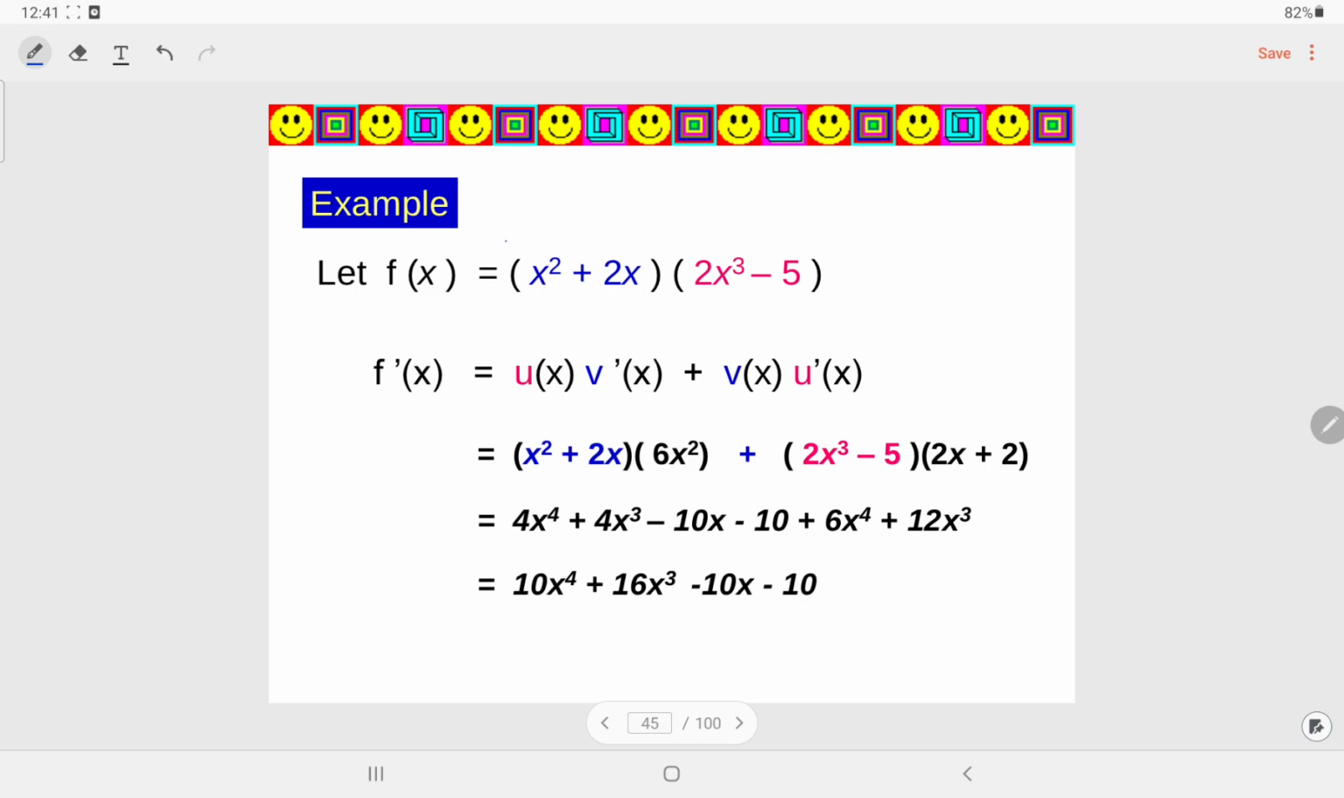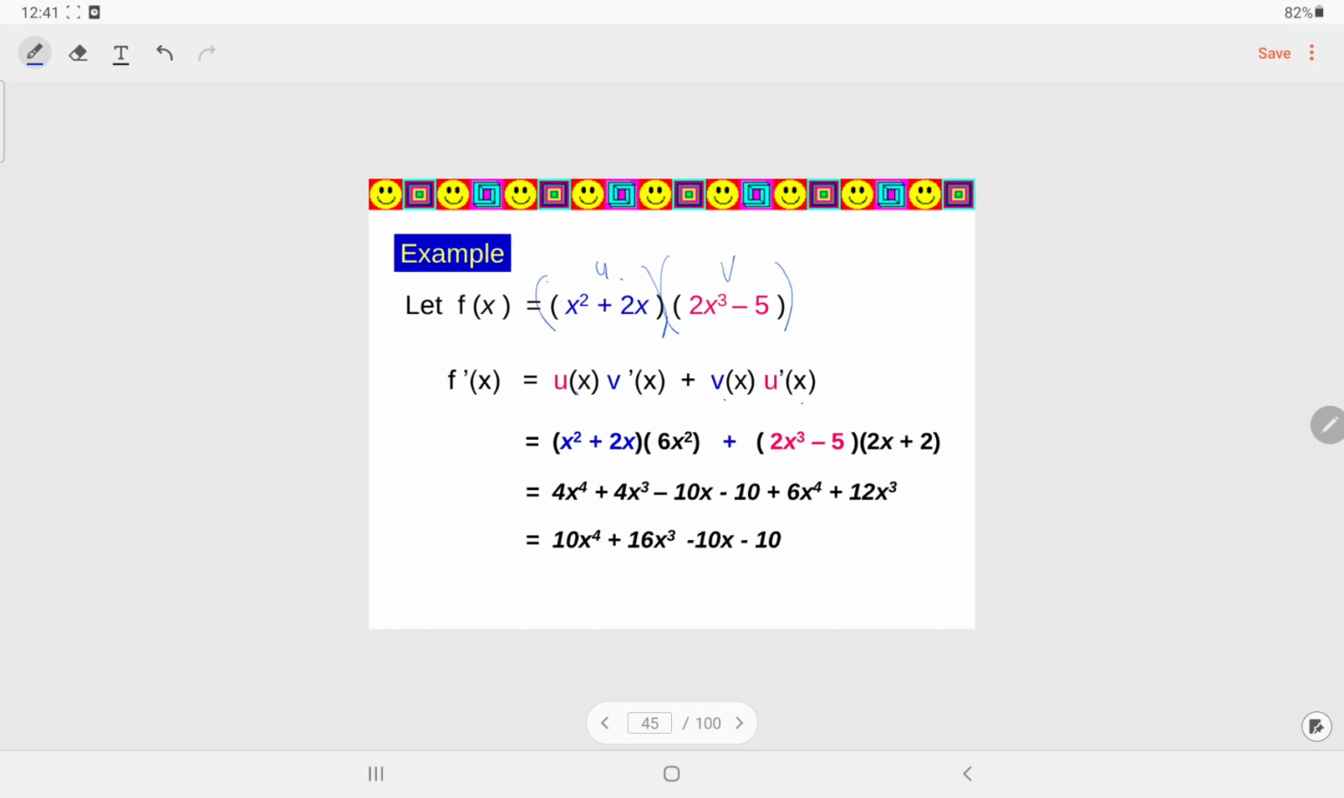Okay, for example, this one, the product rule. We have two functions here, and then you need to memorize u v prime plus v u prime. So which is u? This is u and v. Okay, u is x squared plus 2x. V prime means the derivative of v. V prime equal to 3 times 2, x to the power of 3 minus 1. So we get 6x to the power of 2.